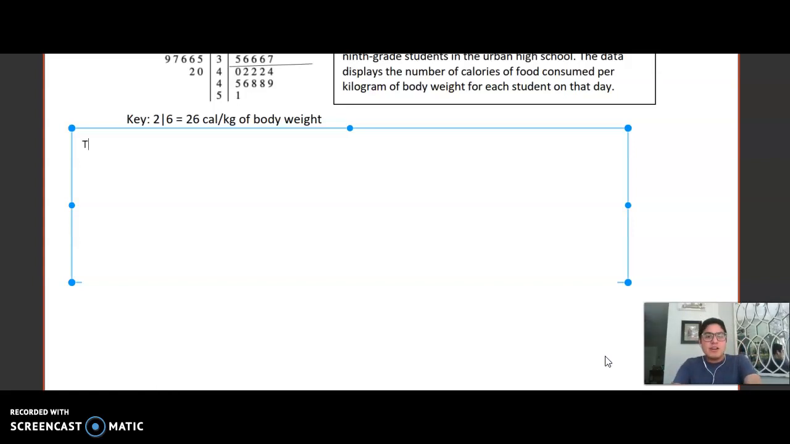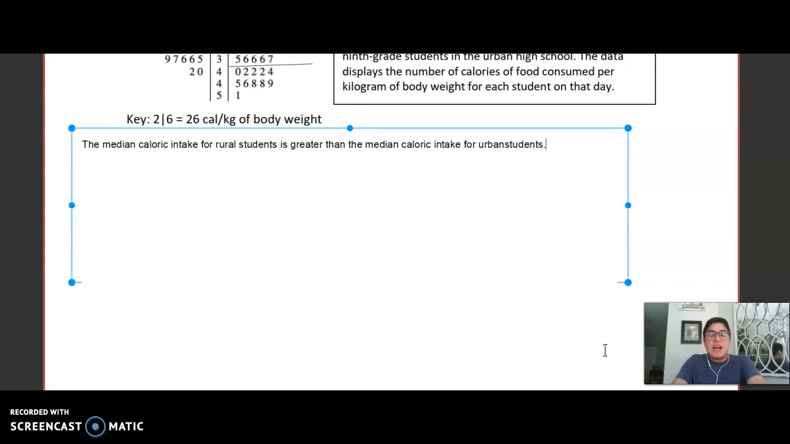So let's put our context here. The median caloric intake for rural students is greater than the median caloric intake for urban students.